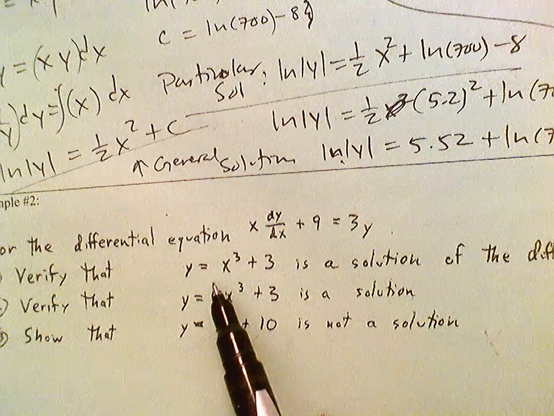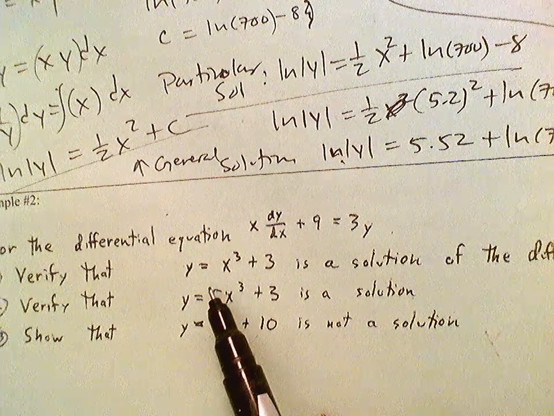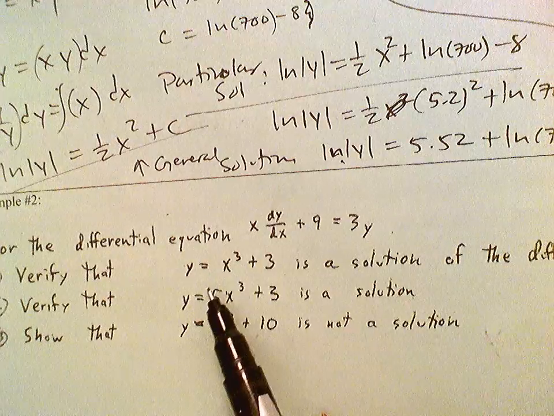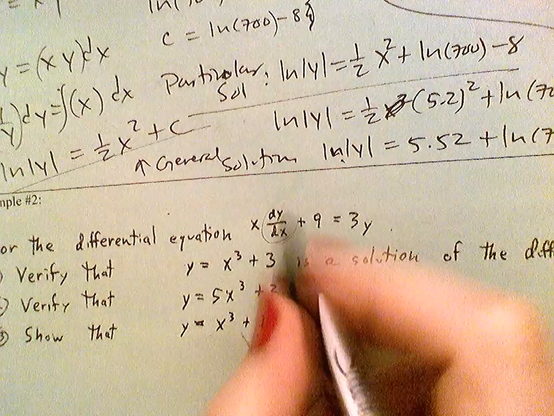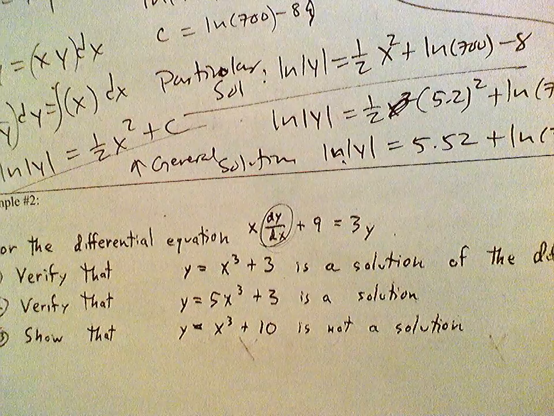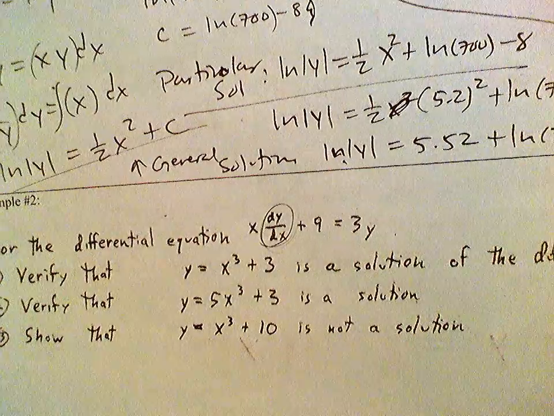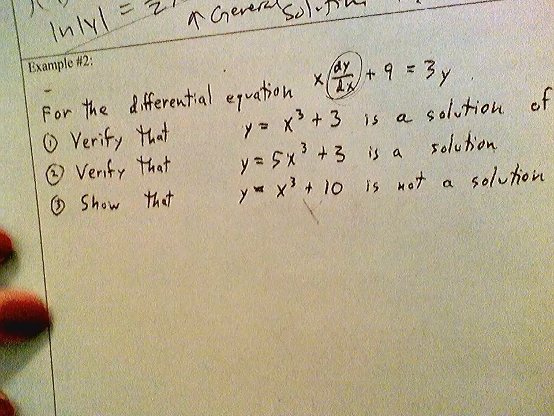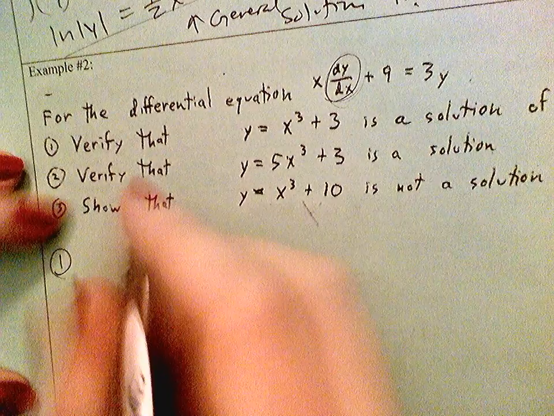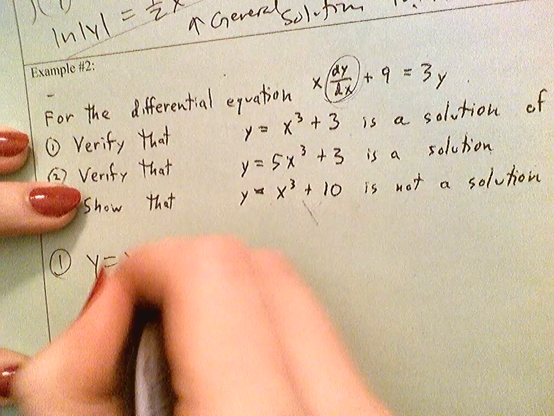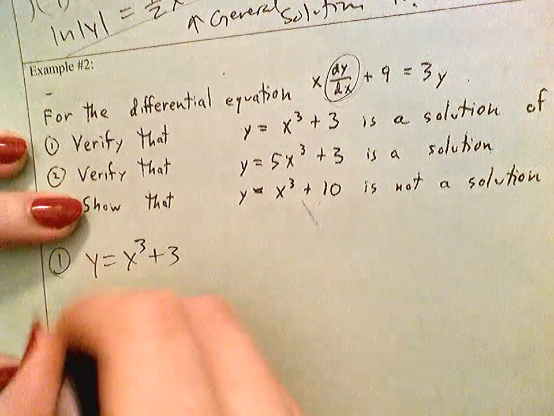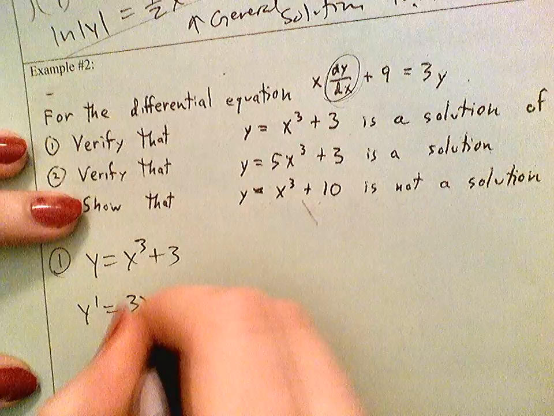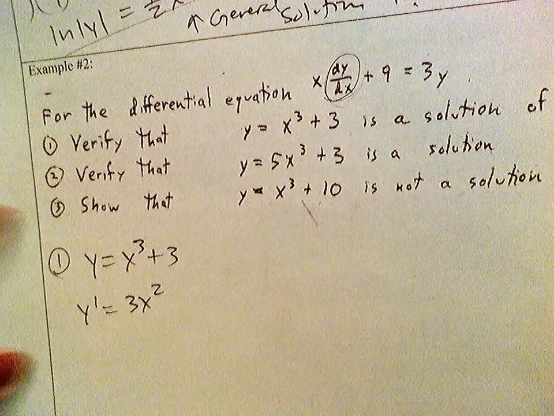So wherever I see dy dx, I've got to get the derivative of this, and then I'll plug that in where I see dy dx, and then I'll plug y in where I see y. All right, so for number 1, we've got that y is equal to x to the third plus 3. And then I do y prime equals 3x squared, okay?